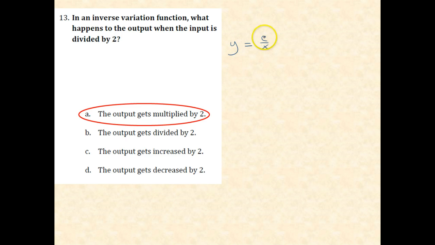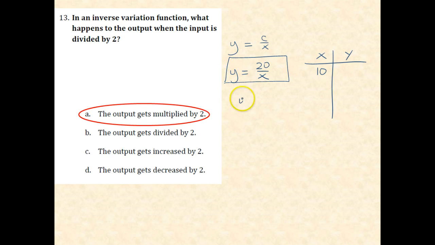So let's just pick a constant. How about 20? And then I'll pick an x value. When x is 10, what is y? This is my little function. y equals 20 over 10, y equals 2.